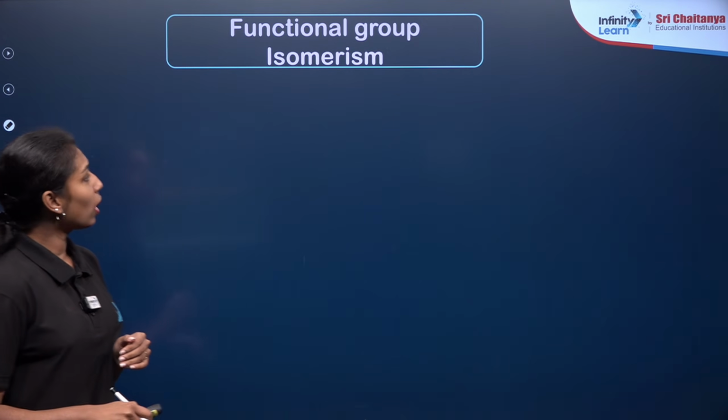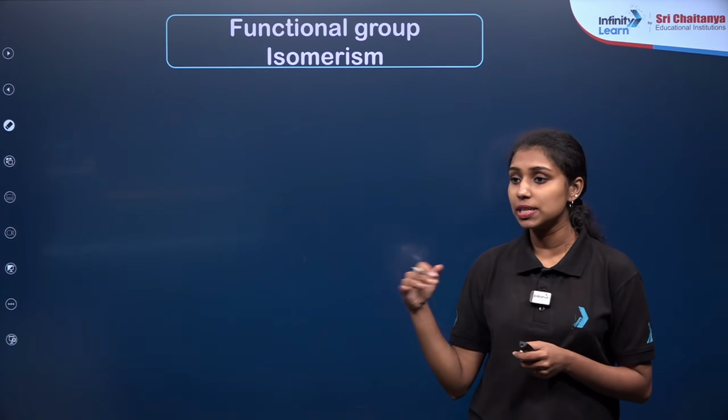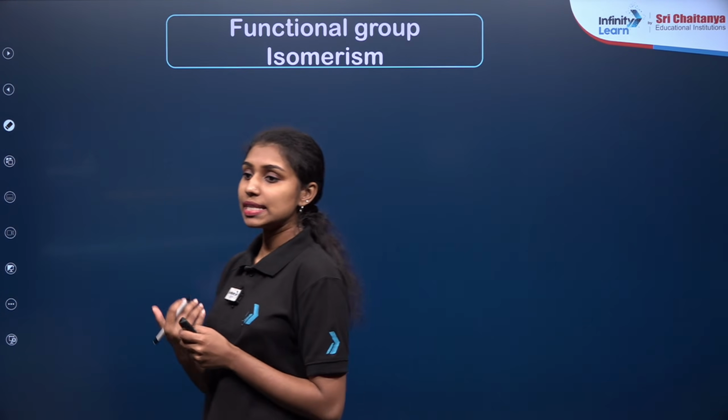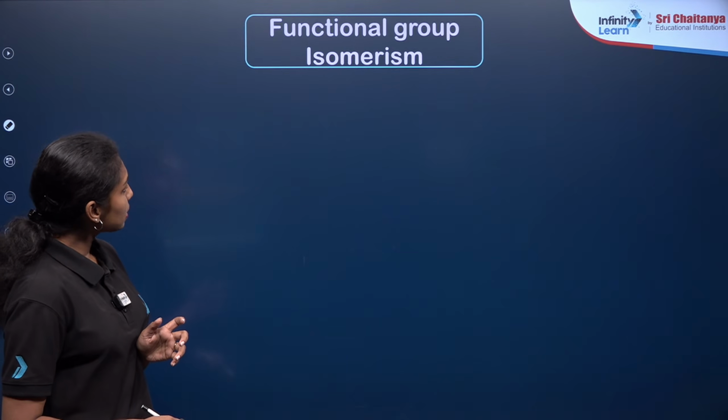Now let us discuss functional group isomerism. The name itself suggests that these are isomers, or compounds that have the same molecular formula but differ in their functional groups. Some examples are given here.